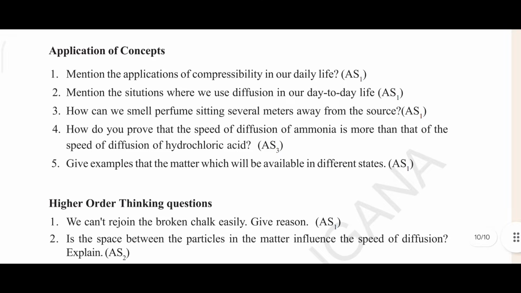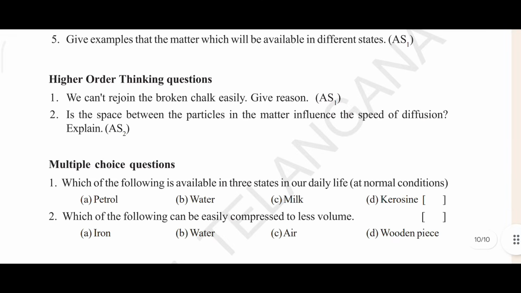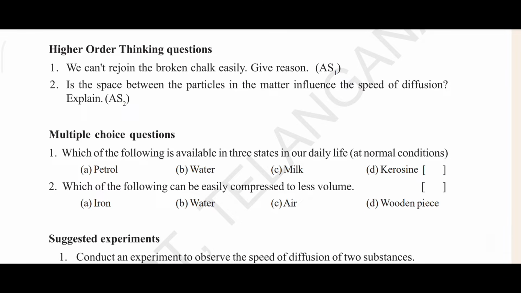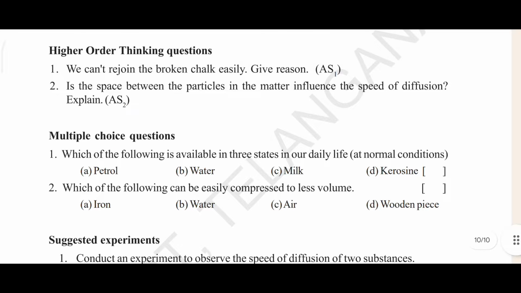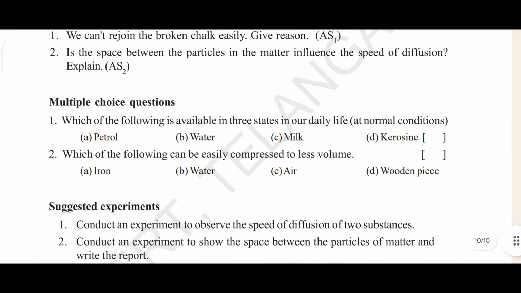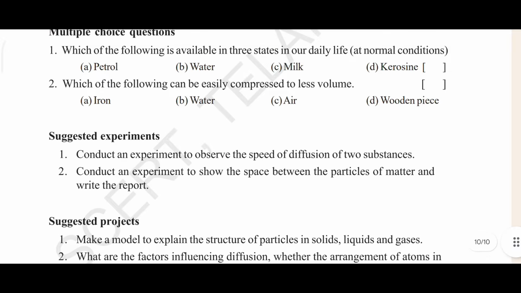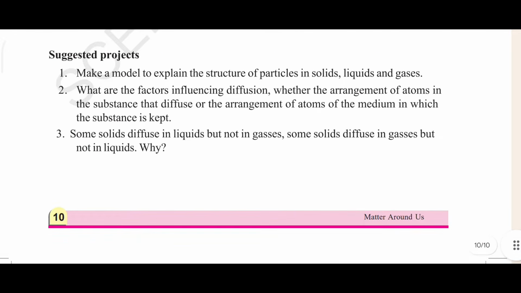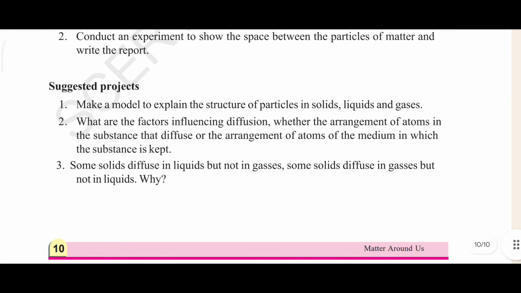Then application of concept, we will see 5 questions. And higher order thinking questions. Now, higher order thinking is the highest order thinking. Sorry, actually, I didn't read that very carefully. We will see that 2-1. After that we see multiple choice questions, then suggested experiment, suggested project work. So till here, whatever is in this chapter, like question answer, keywords, higher order thinking questions, experiment, project work, we will discuss everything in this chapter.